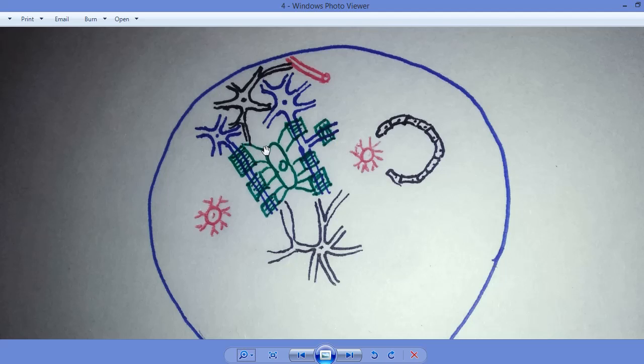The second one is astrocyte. This is astrocyte, and this is also astrocyte. Astrocytes are of two types. One is present inside the white matter, and the other is present inside the gray matter. The astrocyte which is present inside the white matter is fibrous astrocyte. This is fibrous astrocyte, and this astrocyte is present inside the gray matter. This is called protoplasmic astrocyte.